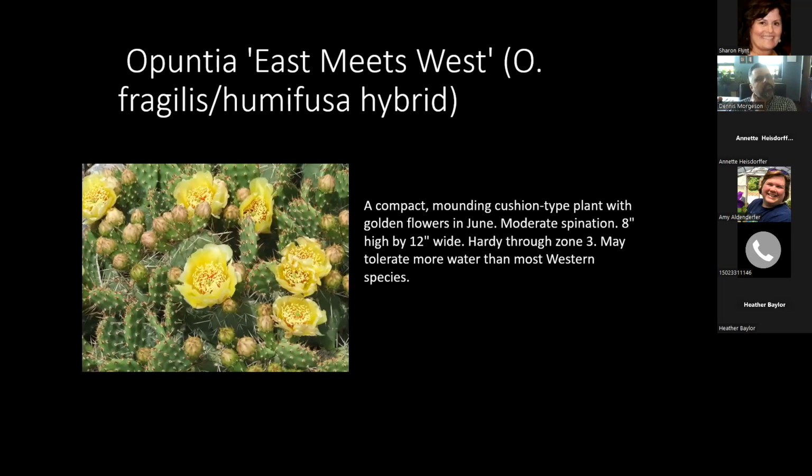Another hybrid, compact mounding cushion type. 8 inches by 12 inches. It is also hardy through zone 3. It can tolerate more water than most of our Western species that we can grow here. So this one maybe does not need as much gravel, if you don't want to amend your soil quite a bit for that.